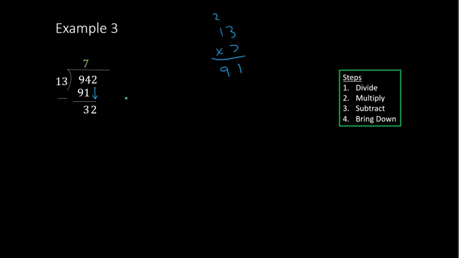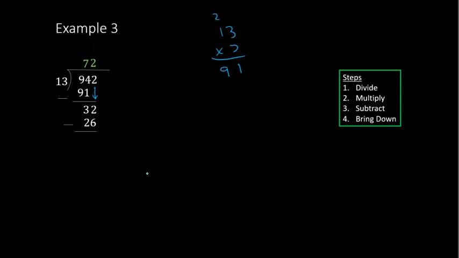So we do 32 divide by 13. So we're asking how many times does 13 go into 32. This one, if you tried 3 is too big because 3 times 13 is 39. So we're going to want the number 2. So let's put a 2 here. 2 times 13 is 26.